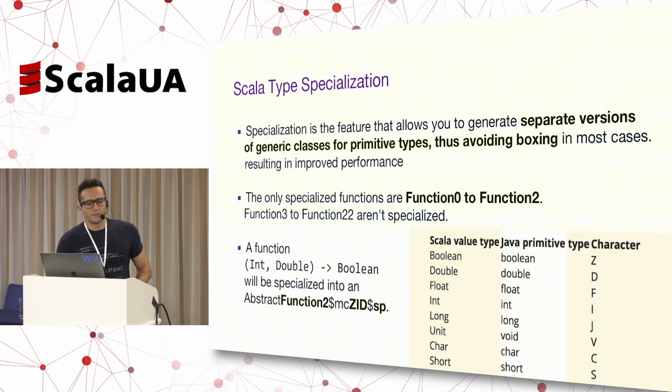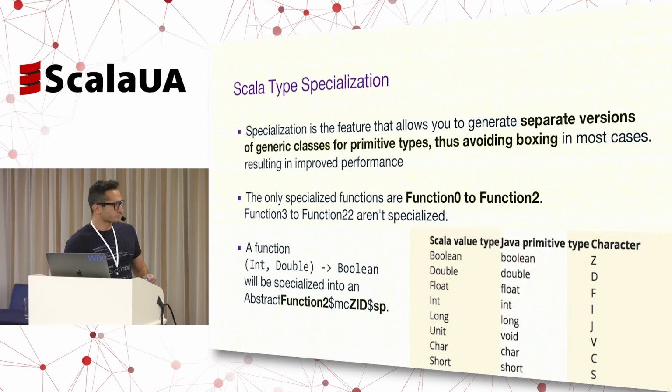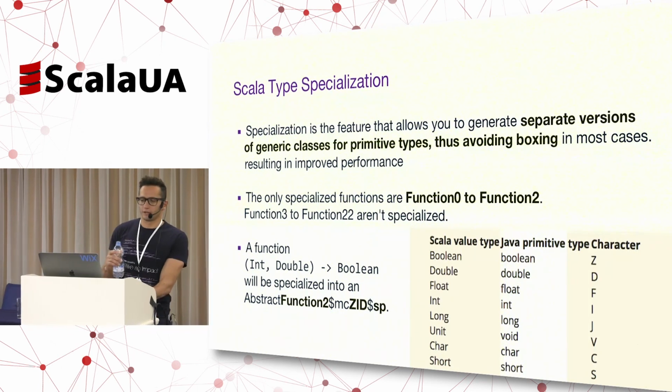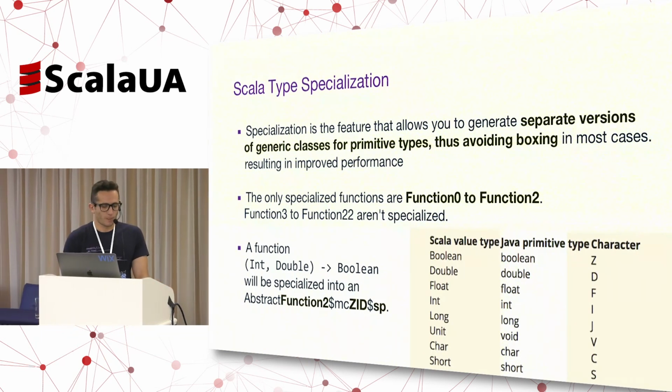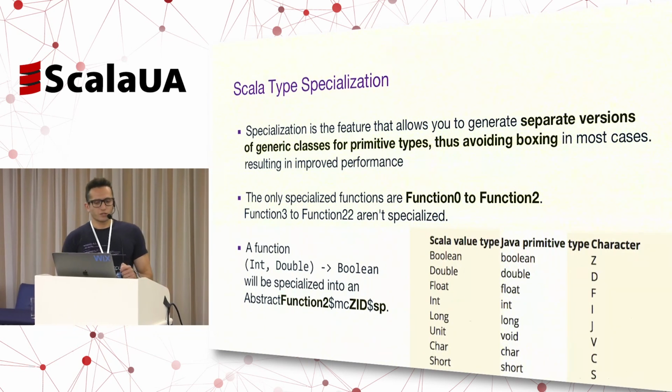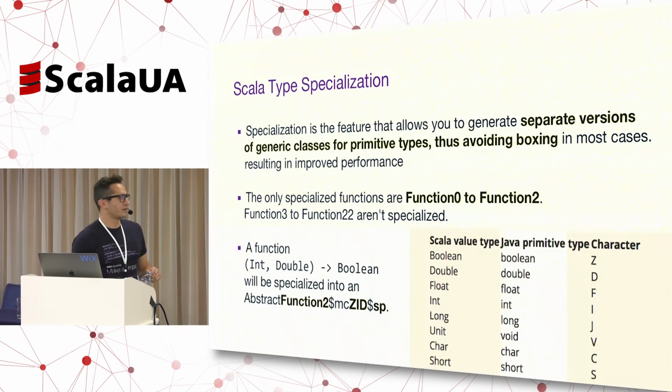So, Scala type specialization. It's a feature that allows you to generate separate versions of a generic class for primitive types, thus avoiding boxing in most cases and resulting in really improved performance. The only specialized functions are function 0 to function 2. The rest of those functions are not specialized.